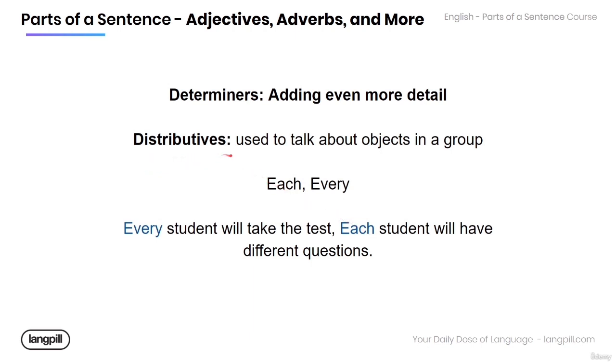We have distributives, and these are used to talk about objects in a group. So every student will take the test. Now we're talking about all of the students. And each student will have different questions. So each student means this student, this student, this student, right? One by one by one by one.